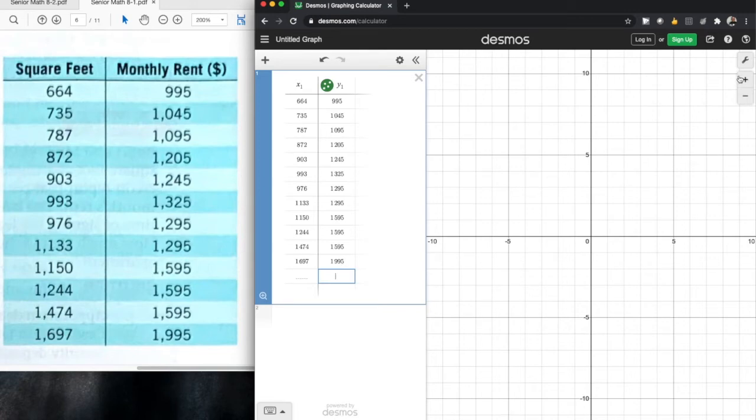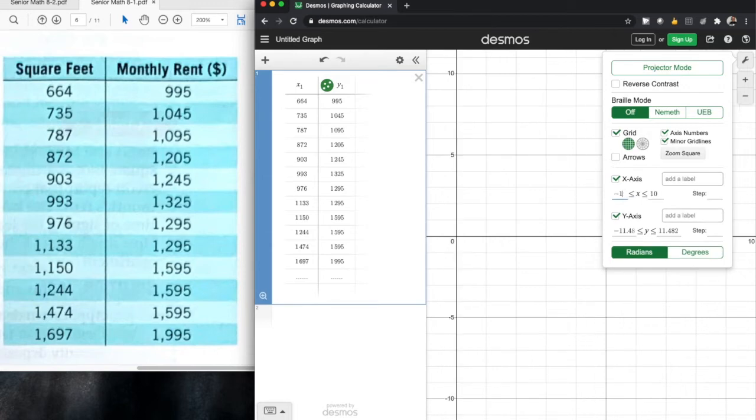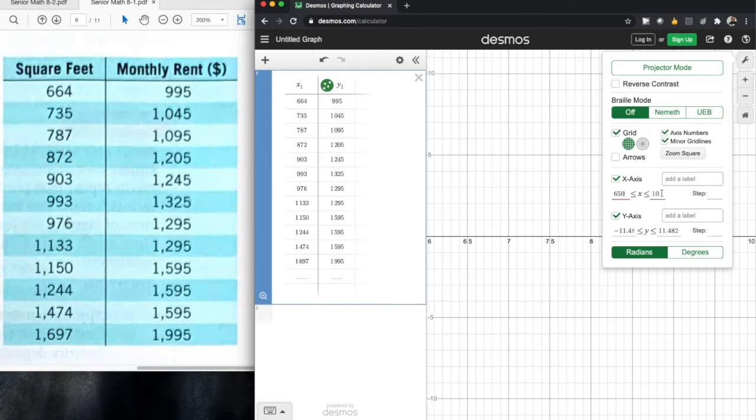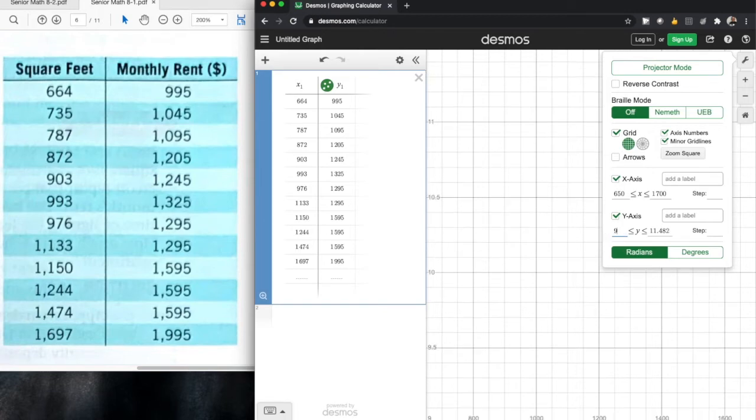So let's fix that. You see this tool up here? We can do the graph settings, and we can actually say, what do I want to see in the window? So I'm going to go ahead and just put a number that's just to the left of 664. How about 650? And then let's put something to the right of that. Well, how about 1,700? And that's going to encase our 1,697. Now, how about for the y-axis? We're really not seeing anything yet, but for the y-axis, we need to go no lower than, how about 950? And the highest that we're going to go on the y-axis is going to be 2,000, let's just say.